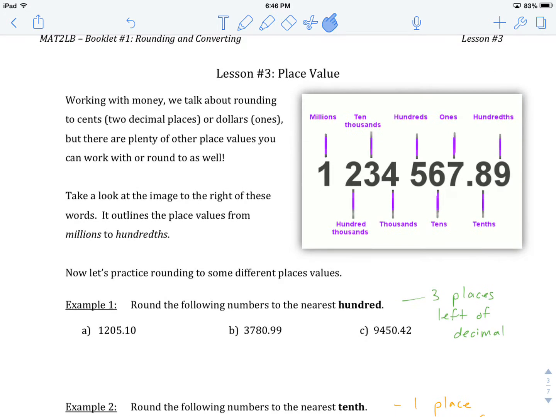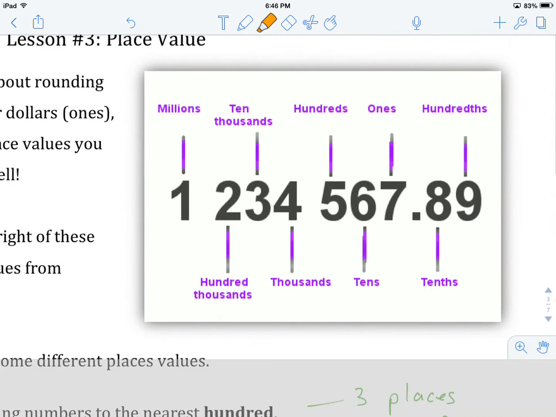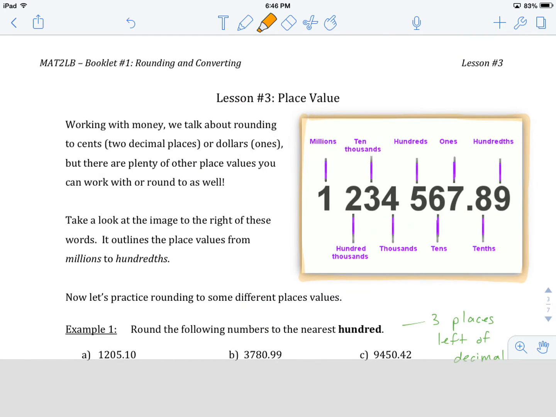So far, when we've been rounding to different place values, we've been rounding to place values commonly used with money. So that would be something like cents, which we call hundredths, which is 2 place values to the right of the decimal, or dollars, which is ones, and that's 1 place value to the left of the decimal. But there's lots of different place values, and if we have a look at this graphic, you'll see that it outlines where all the place values are between hundredths and millions. So there's lots of different place values that we could be rounding to. We're going to round to some different ones in the lesson today.